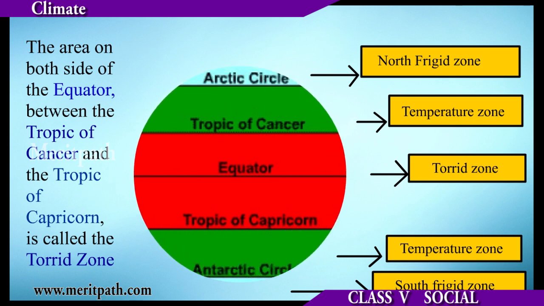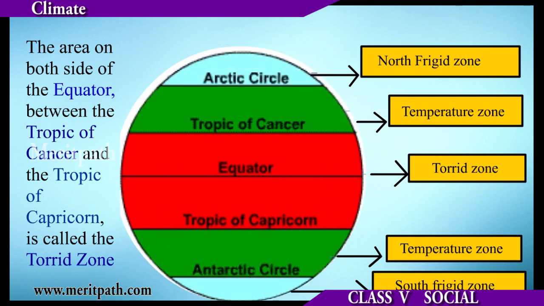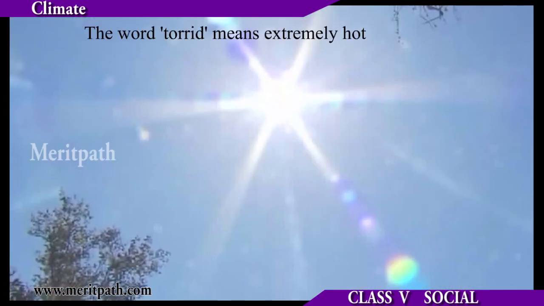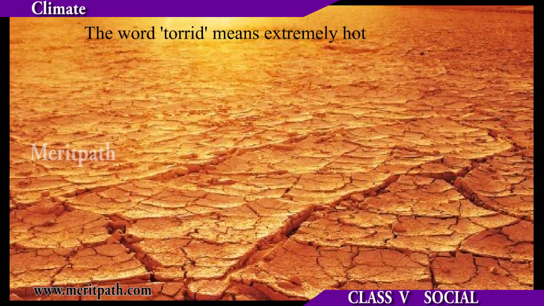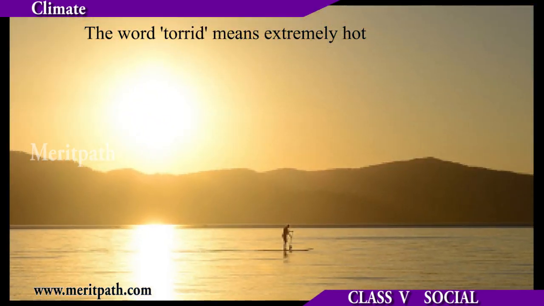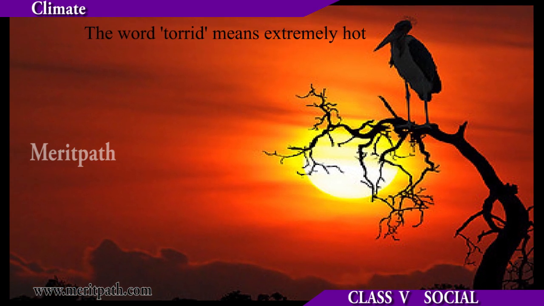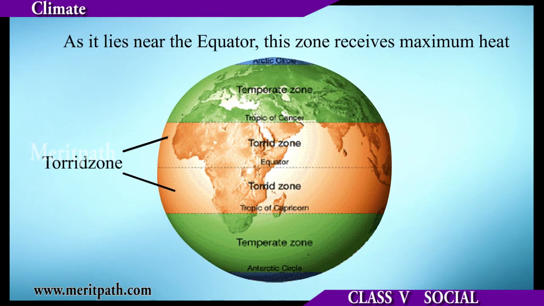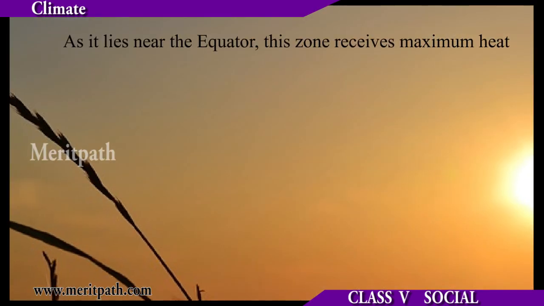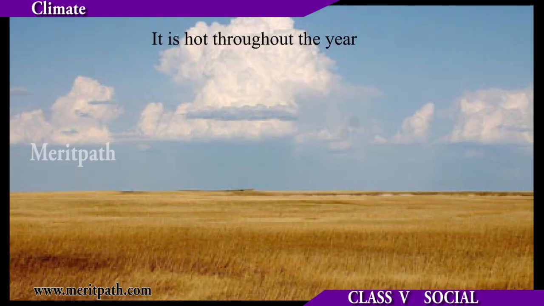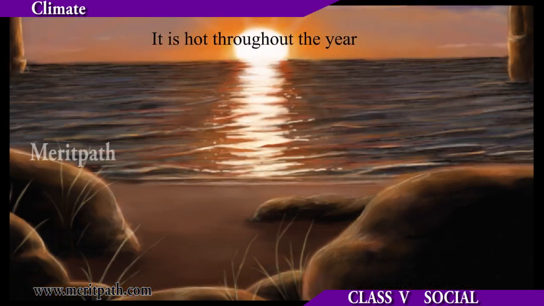The area on both sides of the equator between the Tropic of Cancer and the Tropic of Capricorn is called the torrid zone. The word torrid means extremely hot. As it lies near the equator, this zone receives maximum heat. It is hot throughout the year.